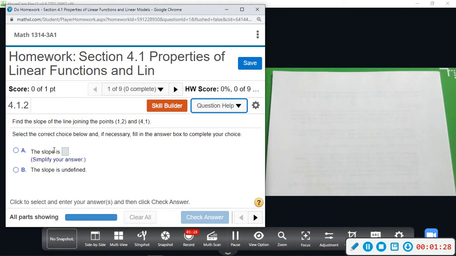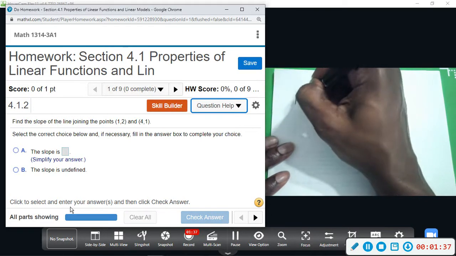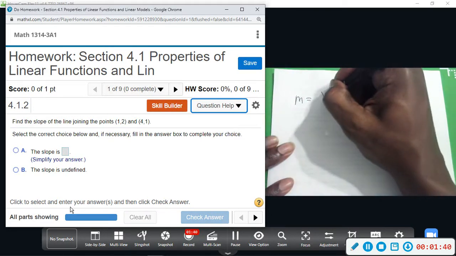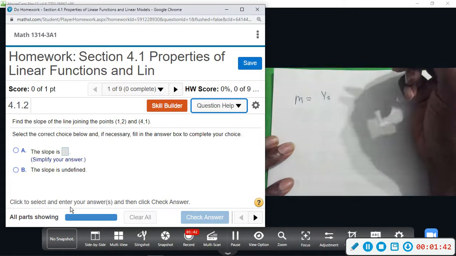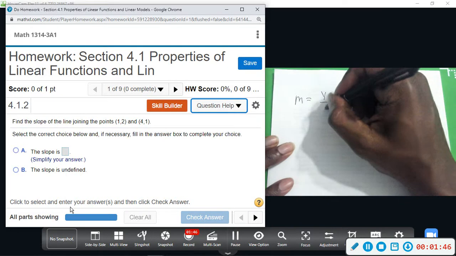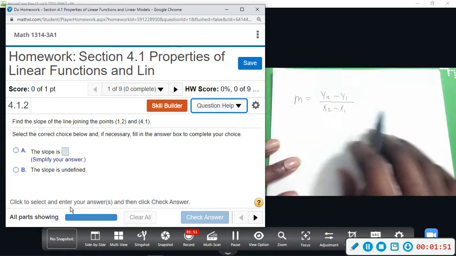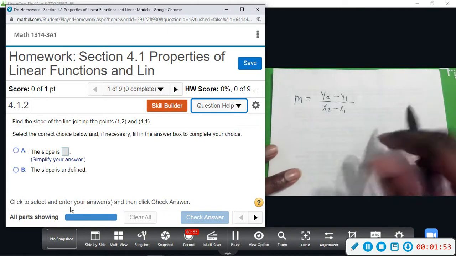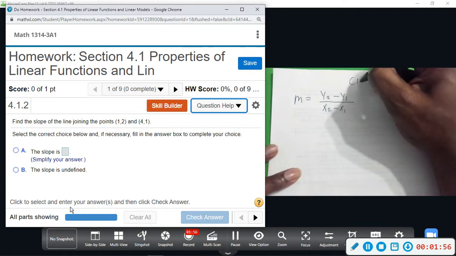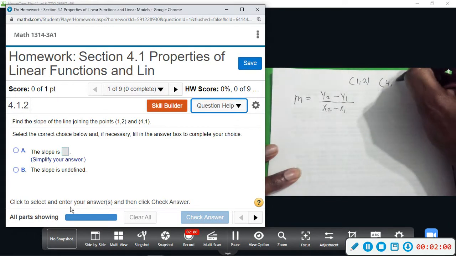It will help. So this first example wants us to find the slope of the 2 points. So we've seen the slope formula before. It is just m equals, and I'm writing it in a different format, y2 minus y1 divided by x2 minus x1. It's the same exact formula, just different symbols. We have these 2 points. We have the ordered pair (1, 2), and the ordered pair (4, 1).